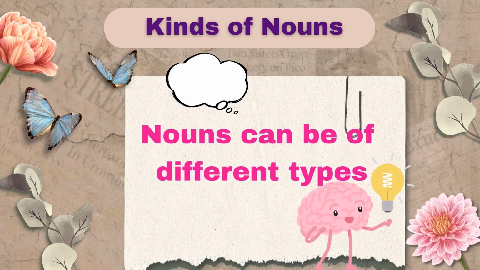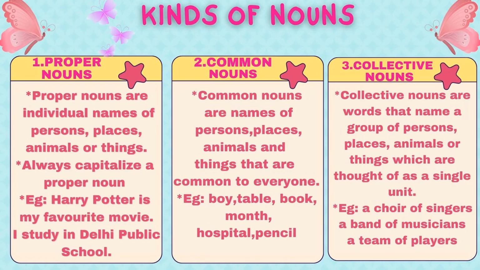So let's begin with kinds of nouns. Now let's see the third kind of noun, which is collective nouns. So collective nouns are words that name a group of persons, places, animals, or things which are thought of as a single unit. Now here we need to focus on this particular word, group.